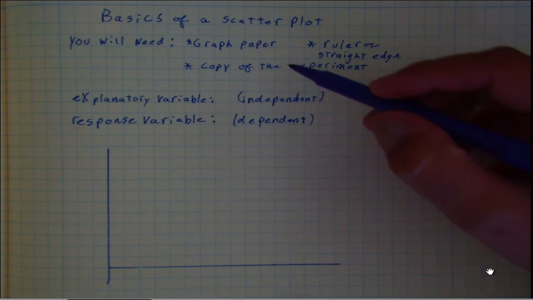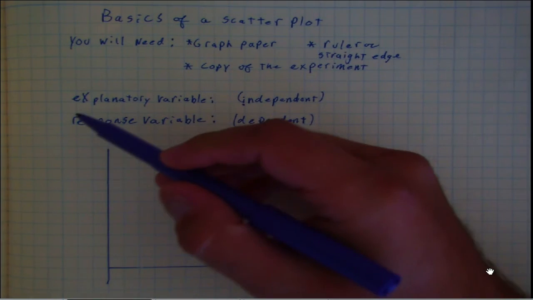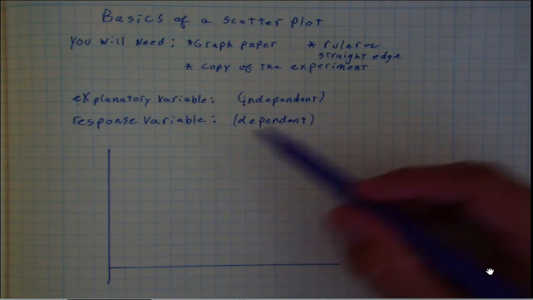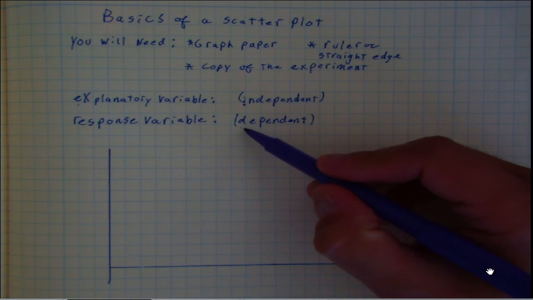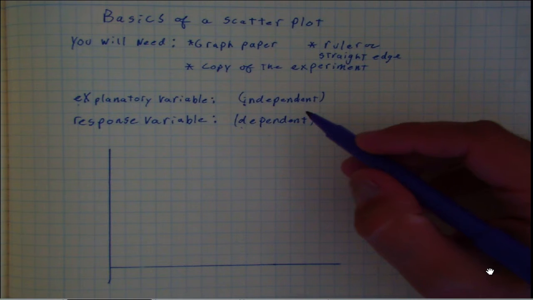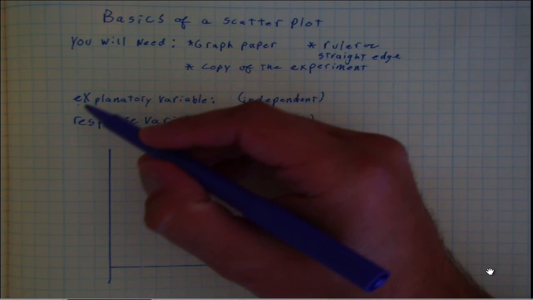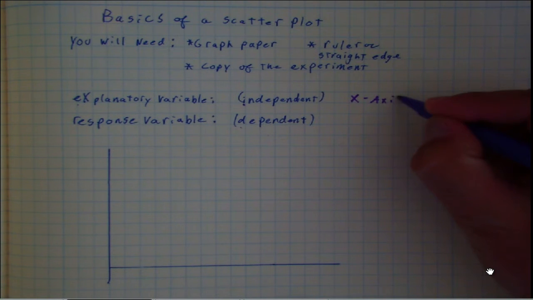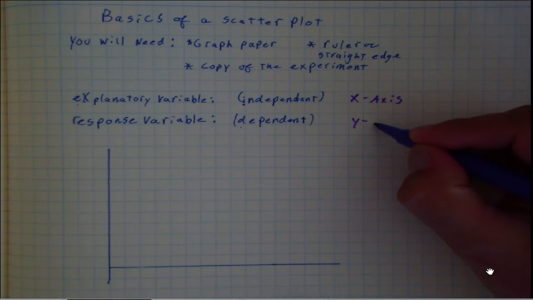One way to remember this is the independent, that begins with an I, a vowel, is going to be the same as the explanatory, that begins with an E, also a vowel. And then the dependent is the response variable. Dependent begins with a D, a consonant. R is also a consonant. The other way I like to remember this is if you don't know what your explanatory variable is, what's the first letter? X. So that should tell you that this is the x-axis. And if the other one's not the x-axis, that's going to be the y-axis.